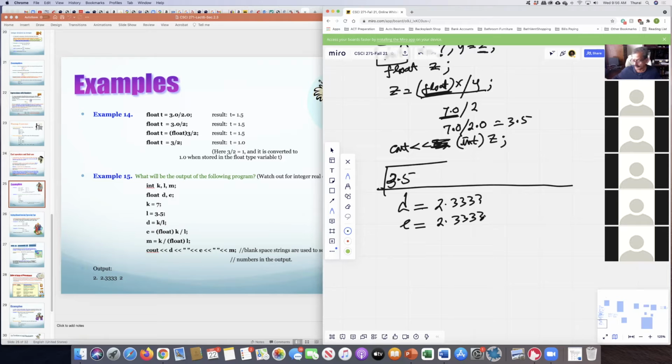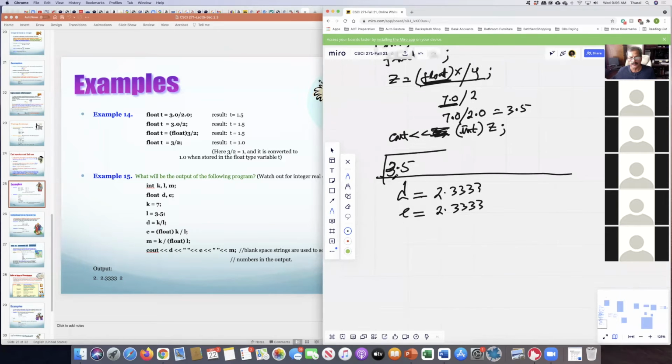Oh, wait, I'm sorry. I didn't realize L is declared as int. Sorry about that. So this is all wrong. Going back over. K, L, M are all integers. D and E are float. And K is 7, L is 3.5, but L is going to be 3. Why? Because L is integer. It cannot hold 3.5. So K has a 7, L has a 3.